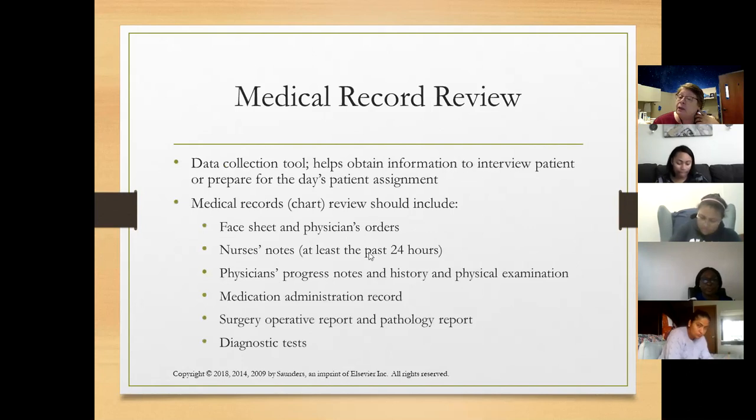Then we're going to check the medical records. What was the progress note? What does the H&P say? What kind of medications are they on? What kind of diagnostic tests do they have? What are their lab results? Do they show that they have an infection? You need to know that.